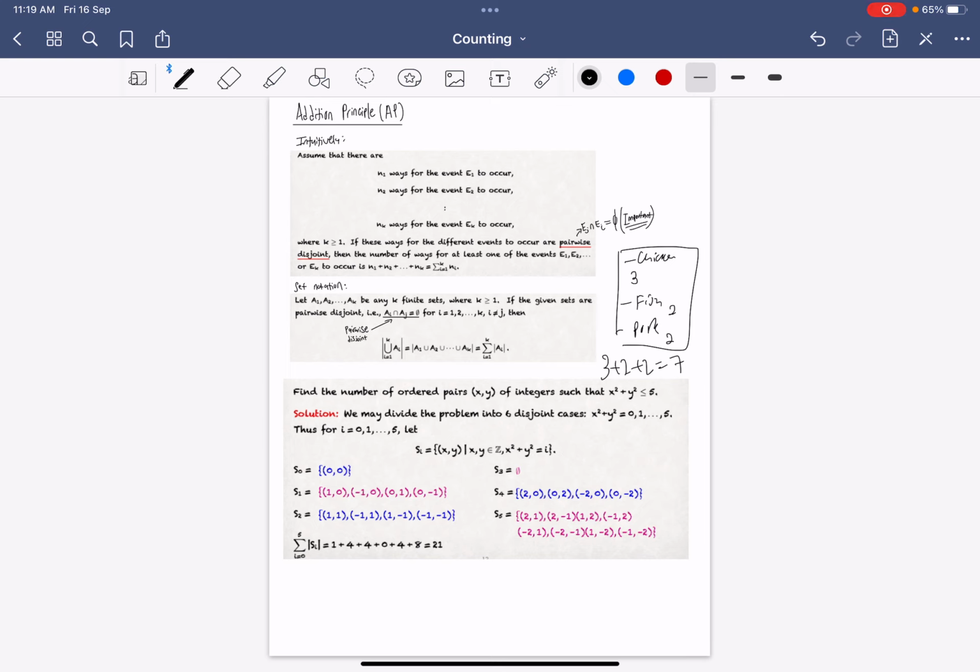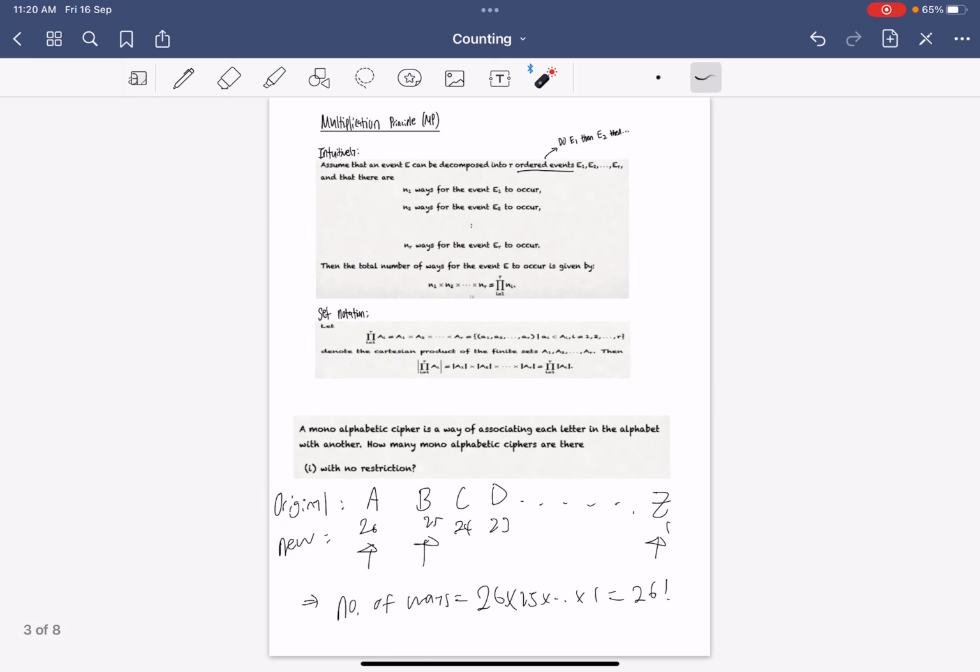Let's look at a more complicated example, but it works on the same principle. So now we want to find the number of ordered pairs such that x squared plus y squared is less than 5. And we can now break our problem into 6 cases where x squared plus y squared is 0, 1, 2, all the way to 5. And obviously, if x squared plus y squared equals 0, it cannot equal 1. And so, breaking them down and listing them, we are able to count the number of ways by adding up the total number of options in each event.